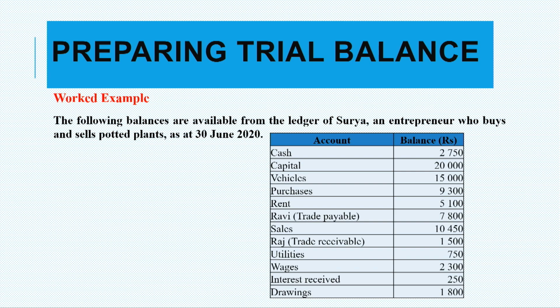As you can see, you have cash 2,750, capital 20,000, vehicles 15,000, purchases 9,300, rent 5,100, Ravi, who is a trade payable, 7,800, sales 10,450, Raj, who is a trade receivable, 1,500, utilities 750, wages 2,300, interest received 250, and drawings 1,800.